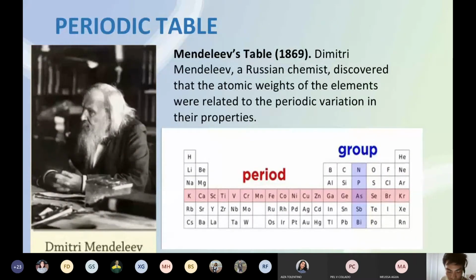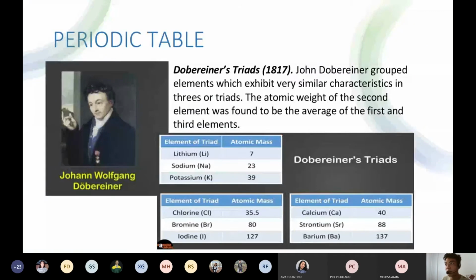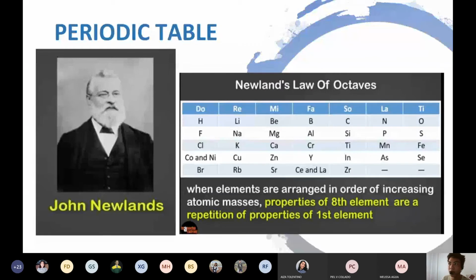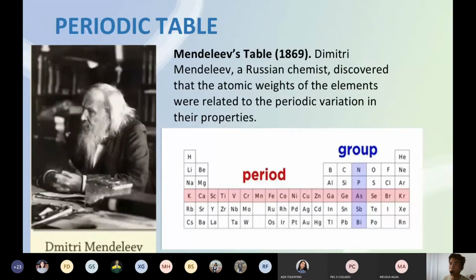So, yun lang. So again, let's recall, no? We started with triads by Dobereiner. Okay. Then, nung dumami ng elements, hindi na kaya ng triad. So, we need new table. And then, yeah, si John Newlands, yung to the rescue. No? And then, at this point, no, John Newlands hinted on the idea of periodicity. Ibig sabihin, may nauulit daw. Properties of the 8th element repeats to that of the first. No? So, ibig sabihin niya, may paulit-ulit, may repetition. And those ideas, no, were further used in practice by Dmitry Mendeleev. No? So, yan. So, nakagawa na siya ng modern periodic table where you can predict different elements even before its discovery. No? And it is found out to be true.